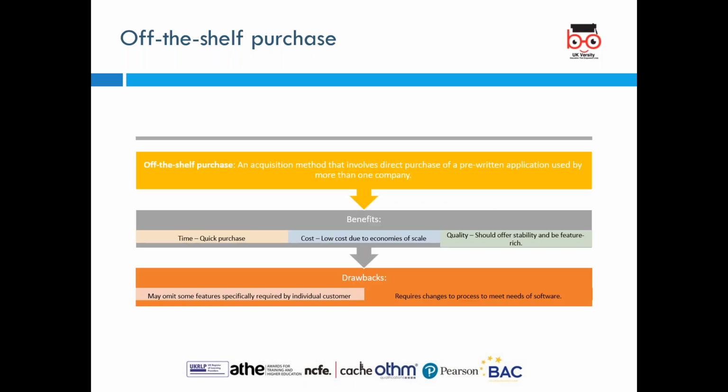Now we're going to look into off-the-shelf purchase, where we're just going to buy existing businesses or existing applications. So they could be pre-written applications, or for example, templates. Let's just call them templates, where the team is just going to pick up that existing application and improve it.